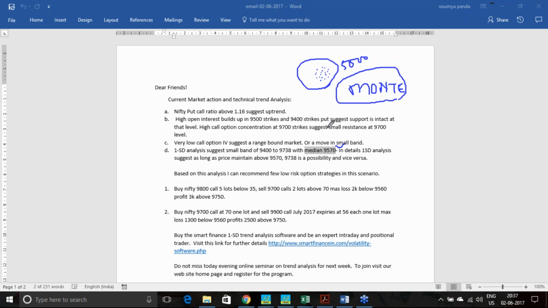If you concentrate a little bit on the Monte Carlo simulation method, you can get a median point. The median point is very, very important for your trend analysis also. Specifically, when the market is expected to be range bound, you must know the median point. Fine. So this is all about the studies.